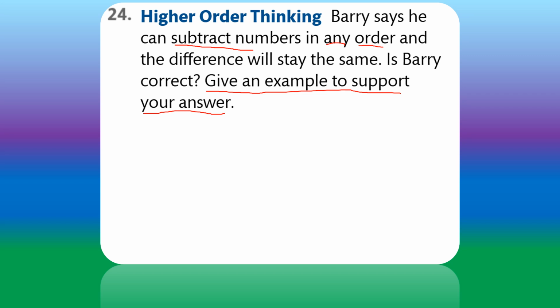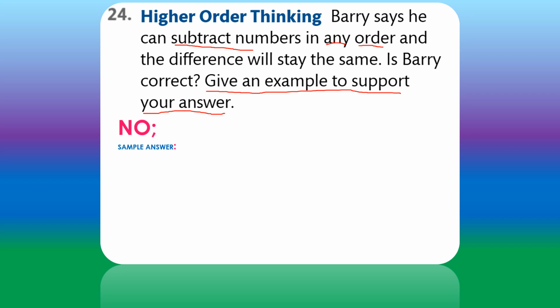Okay, we're coming back in 3, 2, 1. All right, go ahead and take a look at the example I've got here. Undoubtedly, the numbers will be different, probably, but go ahead and check and see. Is Barry correct? He says he can subtract numbers in any order and the difference will stay the same. So, is he correct? That's our first question right here. No. He is not correct because we're talking about subtraction.